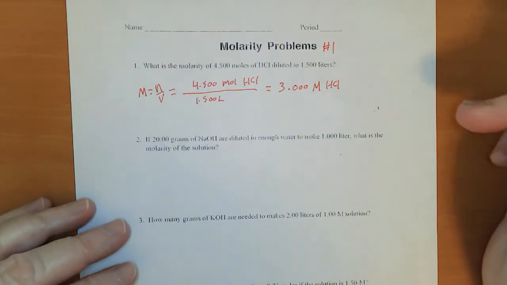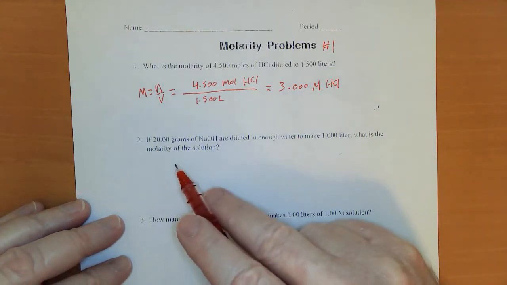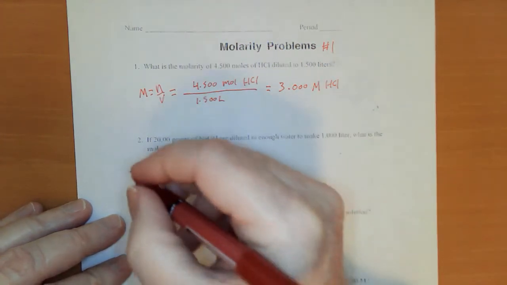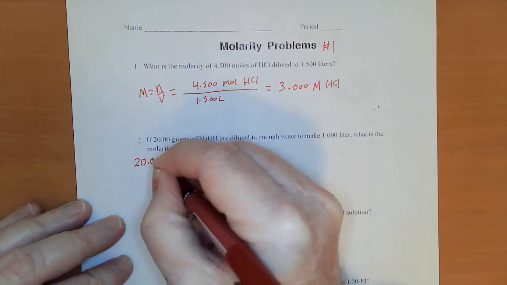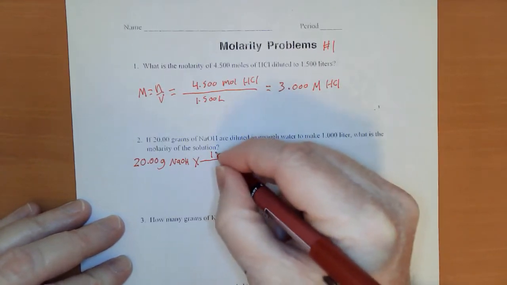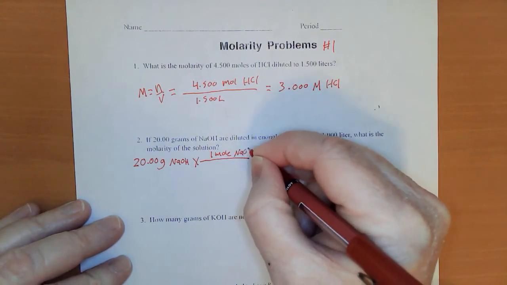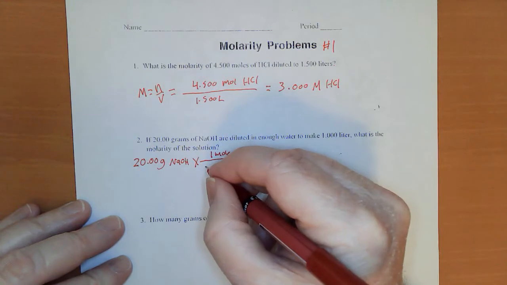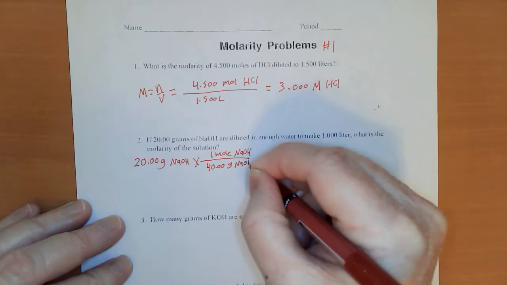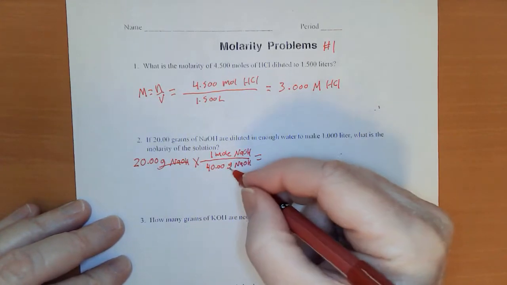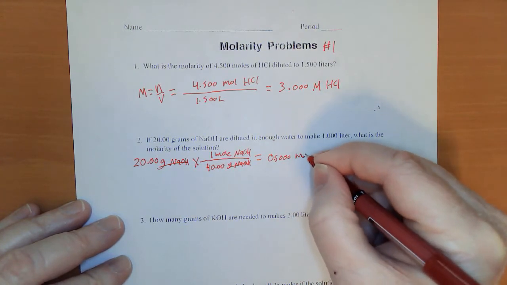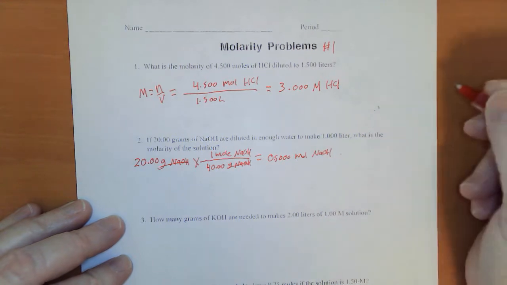Now, question 2, a little more realistic. 20 grams of NaOH are diluted in enough water to make 1.000 liter. What is the molarity? So we start off with our 20.00 grams of NaOH times 1 mole NaOH. Add up the molar mass. You're pretty good at that by now. It's 40.00 for this compound. Nice convenient number. Grams are going to cancel. And this is 0.5000 moles NaOH.